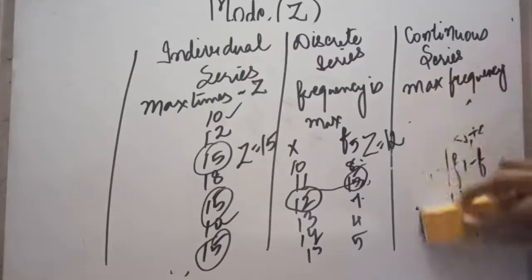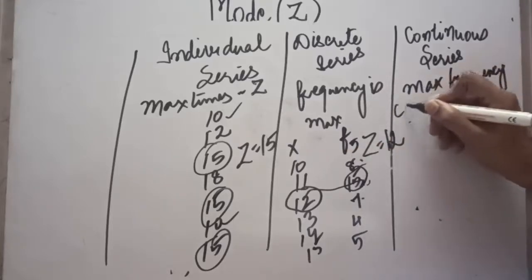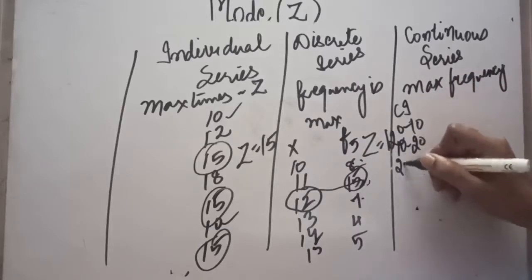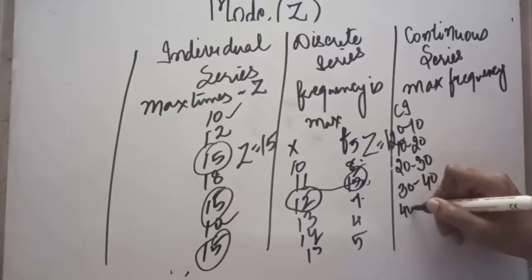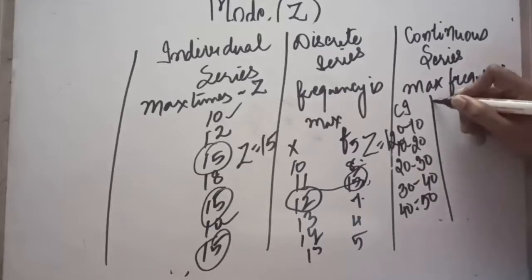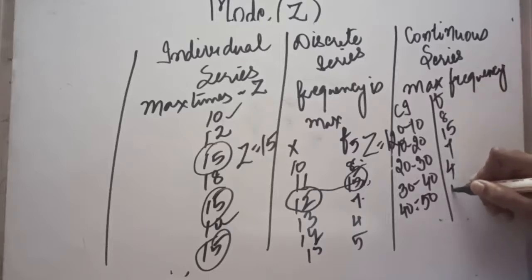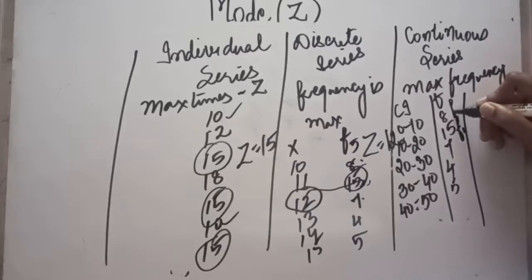Let us say we take a very simple question, in this same question only, if we just replace it with class intervals like 0 to 10, 10 to 20, 20 to 30, 30 to 40, 40 to 50, and frequencies are 8, 15, 7, 4 and 5. Here we will see the maximum f. This is the f which is maximum. So here I am going to put it as f1. Above it we will take f0 and below it will be f2.